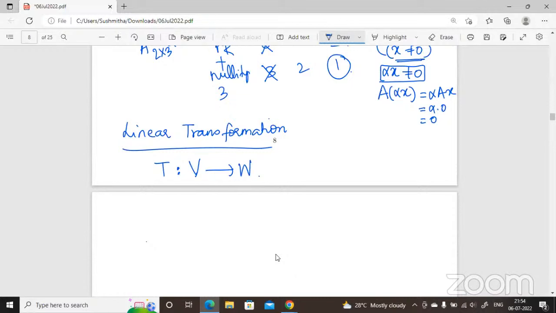T of V1 plus V2 equals T of V1 plus T of V2, and T of alpha V equals alpha T of V, with these two conditions holding. So a linear transformation is a function between two vector spaces satisfying these two conditions. It's a special kind of function, that's all. So if you want to check whether something is a linear transformation or not, you need to check if it satisfies these two conditions.